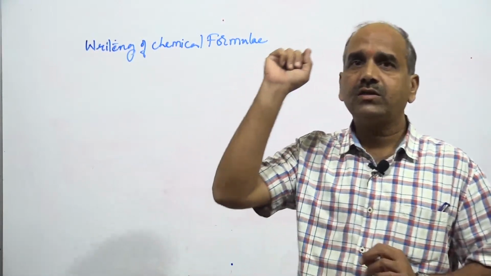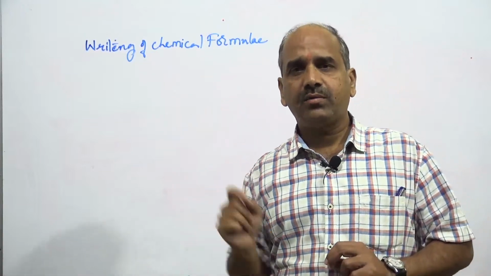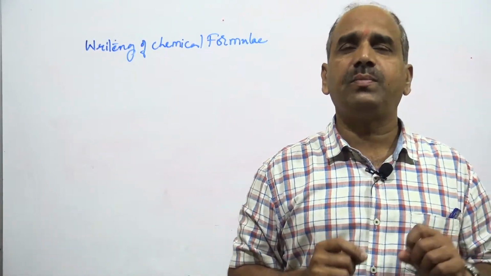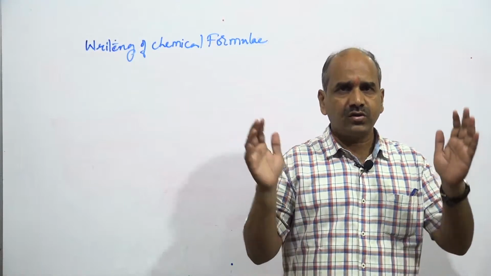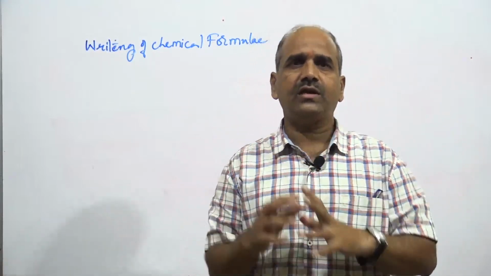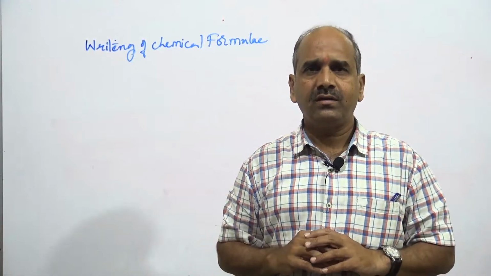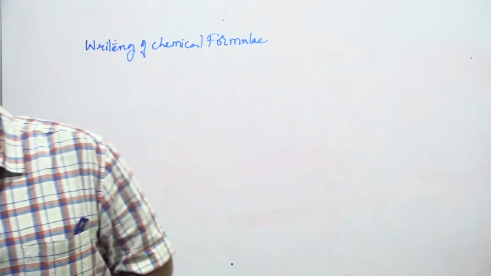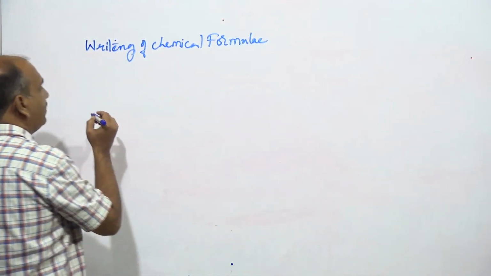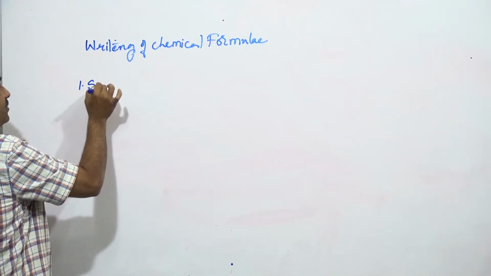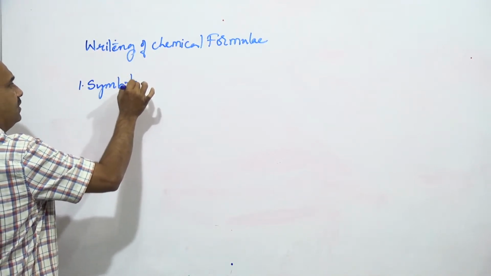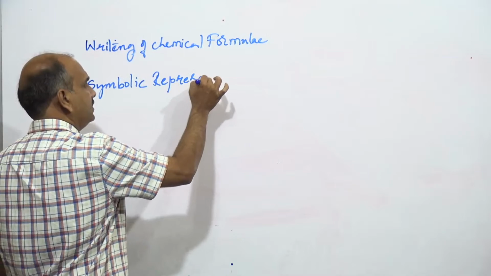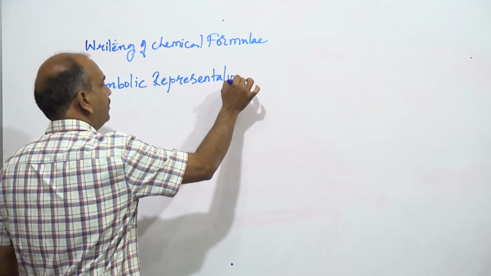All the time, writing sodium chloride, calcium carbonate, the whole spelling, and then using those spellings in the reaction becomes very laborious work. So to condense that work, to make it short, the symbolization of the atoms has been given. So the first thing you should know is that writing a chemical formula is a symbolic representation of the molecule.